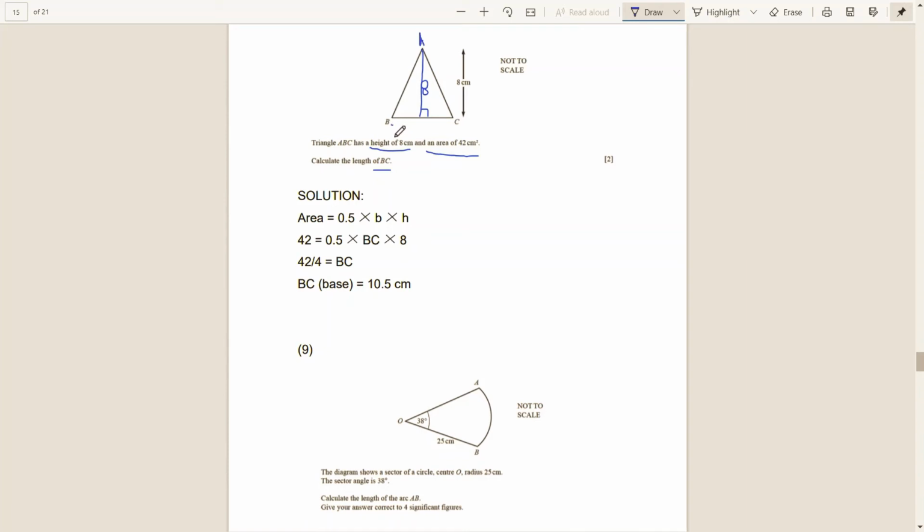Now what's the BC? Recall it. Yes, it's the base. And the area is 1/2 into base into height. We have to find the base. While we have the area and height, we know base is missing. Use linear equations method to solve for BC, this length, which is the base, which will be 10.5 centimeter. Area is equal to 0.5 into BC into 8. Multiply these two, 8 into 0.5, divide 42 by it, you get the base, right?